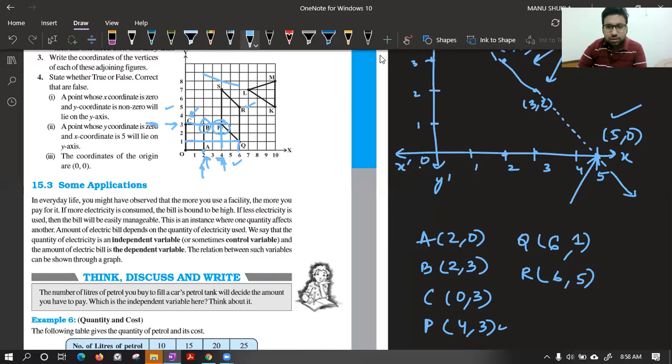Now we have last point S. Those who have doubts, try this time. What is the coordinate of point S? Draw a vertical line, find the x coordinate. Draw a horizontal line, find the y coordinate. Saurabh, try this one. Draw a vertical line from point S, that will give you x coordinate. Draw a horizontal line, you will get the y coordinate.